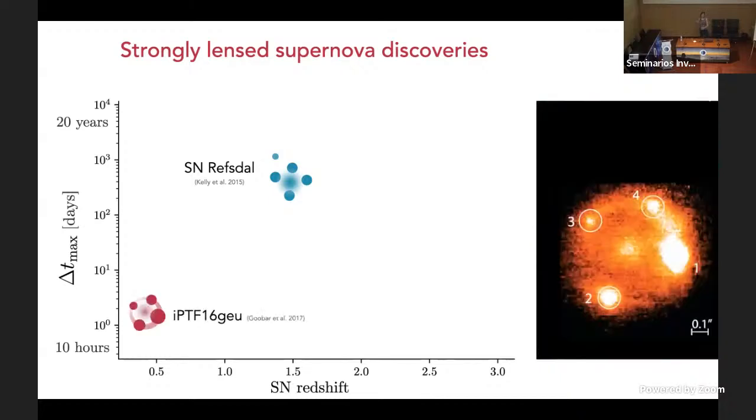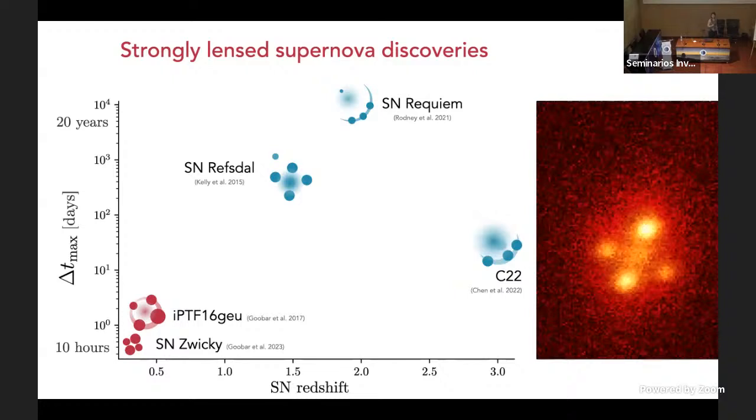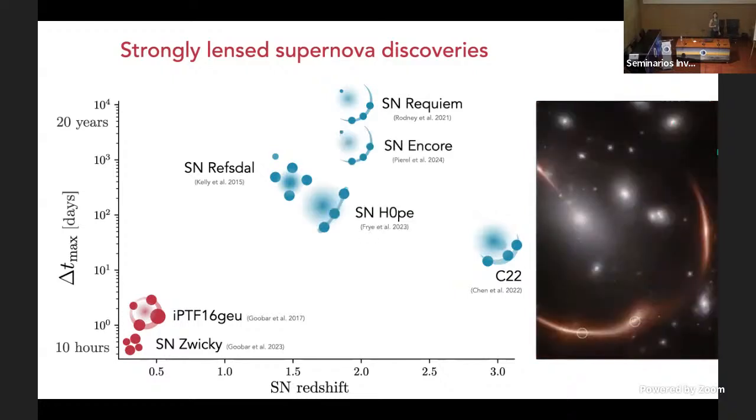Supernova Refsdal, then we had iPTF16geu, which unfortunately didn't get a nice name. Supernova Requiem, C22, Supernova Zwicky, Supernova Hope, and finally, Supernova Encore. Okay, so these are the ones we have now for which we can measure the redshift and the time delay. And there are multiple interesting things if you look at this plot.